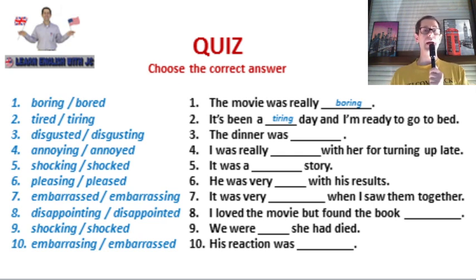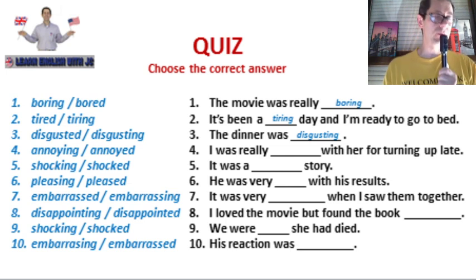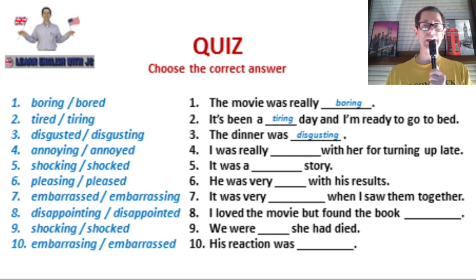Number 3. The dinner was disgusted or disgusting? Are you talking about your feelings? Nope, you're talking about the dinner. Therefore, the sentence becomes: the dinner was disgusting, because it is not your feelings. If you're talking about your feelings, you have an ed.